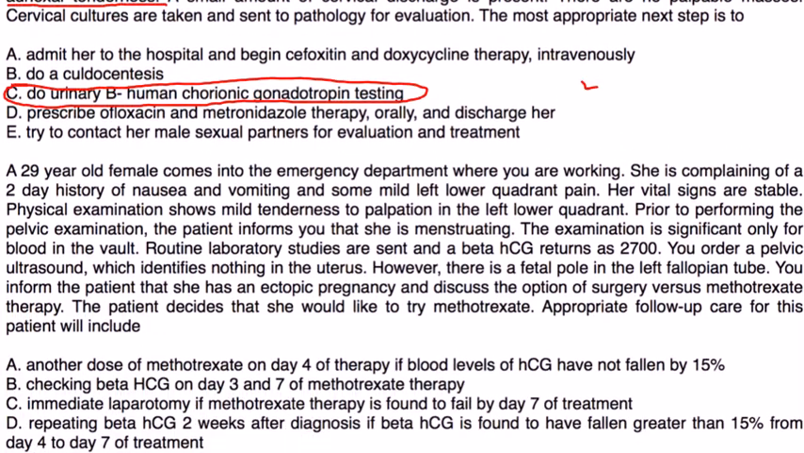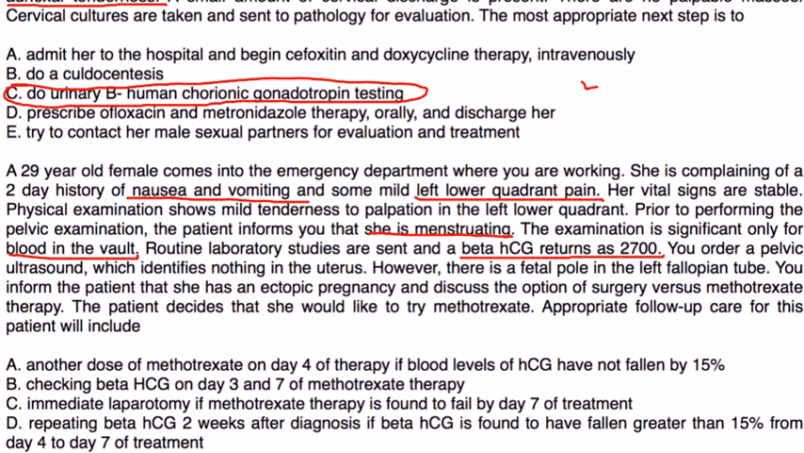Alright, next one. 29-year-old female comes to the emergency department where you're working. She is complaining of a 2-day history of nausea and vomiting and some mild left lower quadrant pain. Vital signs are stable. Physical exam shows mild tenderness to palpation in the left lower quadrant. Prior to performing the pelvic exam, the patient informs you that she is menstruating. Exam is significant only for blood in the vault. Routine lab studies are sent and a beta-HCG returns as 2700.